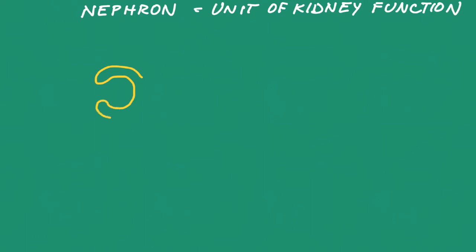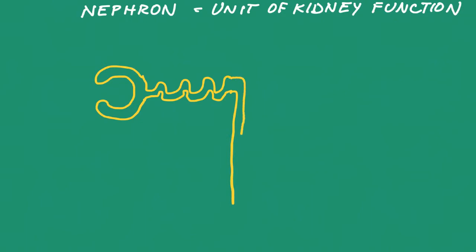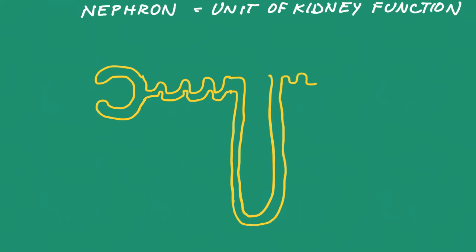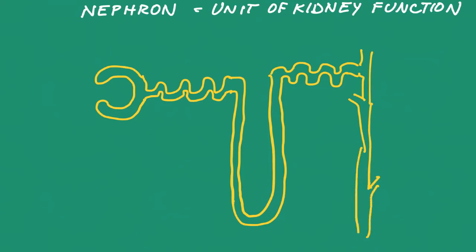Here is the glomerular capsule, opening into the PCT, or the proximal convoluted tubule. Here's the nephron loop, opening into the distal convoluted tubule. And finally, we have the collecting duct. You should be able to draw this on your own and label it.